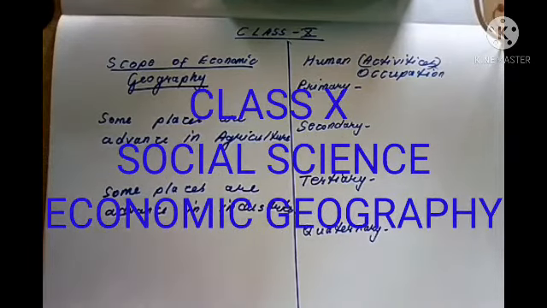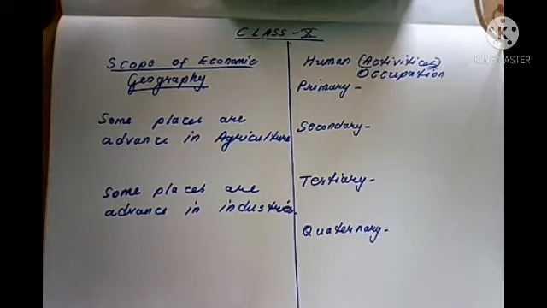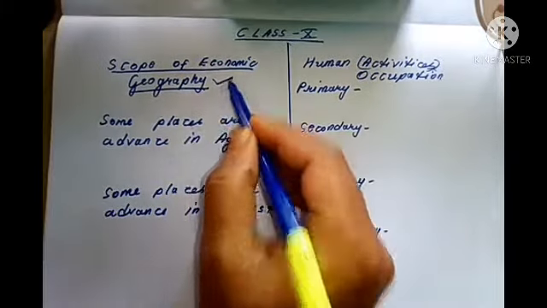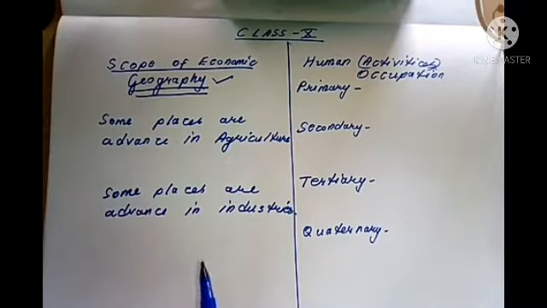In the last class, we discussed the activities of humans, that is, human occupation. During that discussion, some of the students didn't understand the scope of economic geography and also some part of human occupation. Here, what is the scope of economic geography? This part was not included in the video, but separately I am including it here. In short, this is very easy to understand.